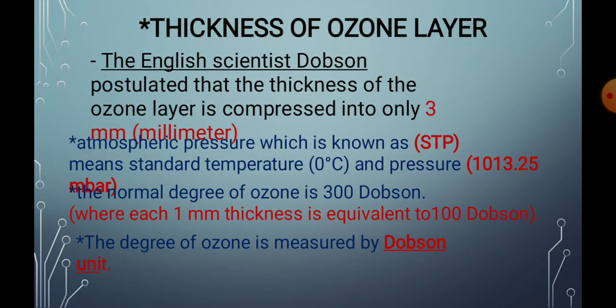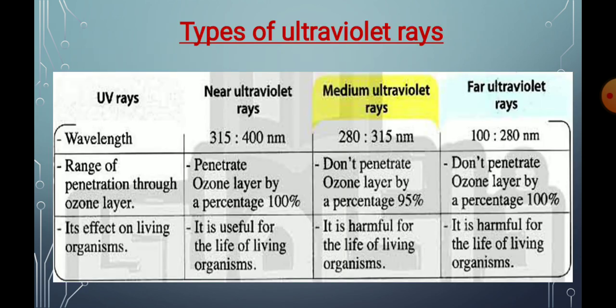What about the thickness of the ozone layer? The English scientist Dobson said that the thickness of the ozone layer is compressed into only 3 millimeters at the atmospheric pressure known as STP, which means standard temperature 0 degrees Celsius and pressure 1013.25 millibar. The normal degree of the ozone layer is 300 Dobson. So the degree of ozone is measured by the Dobson unit.